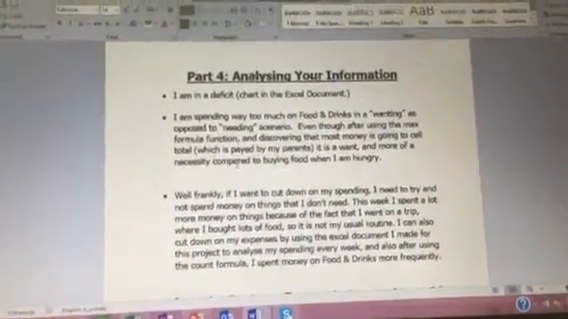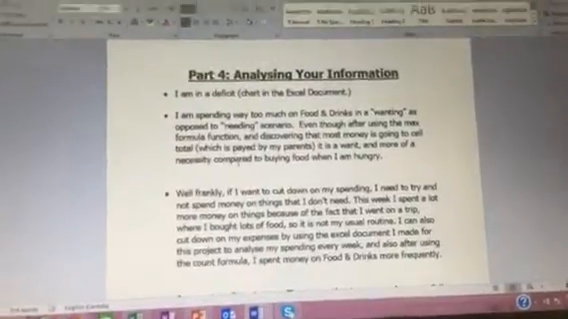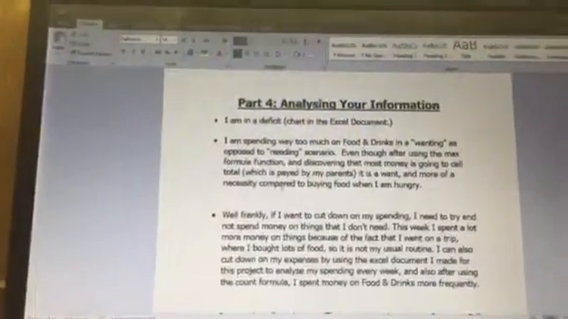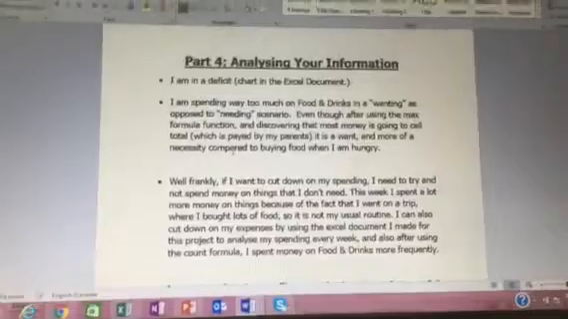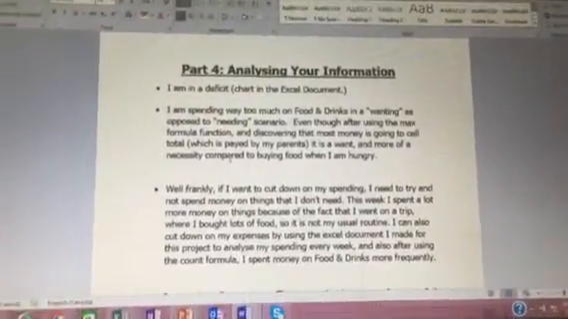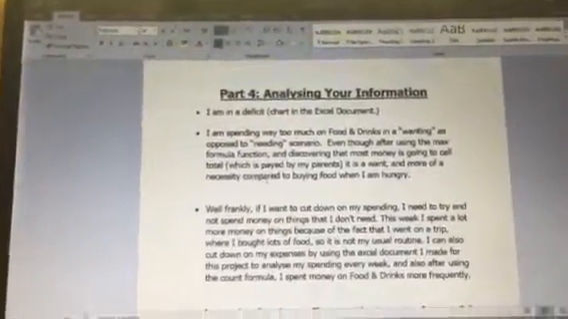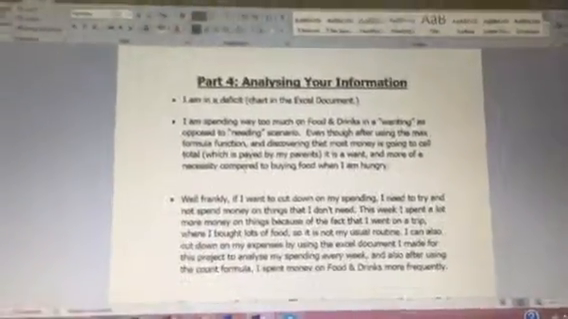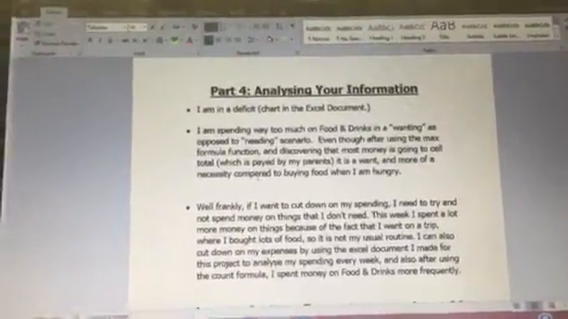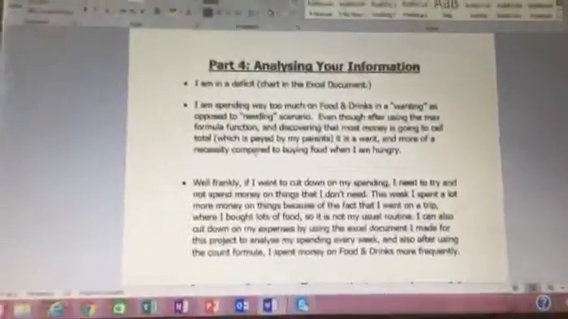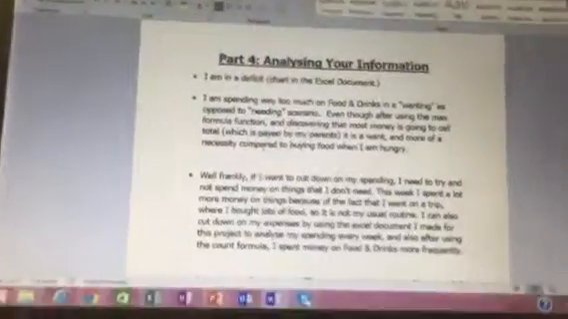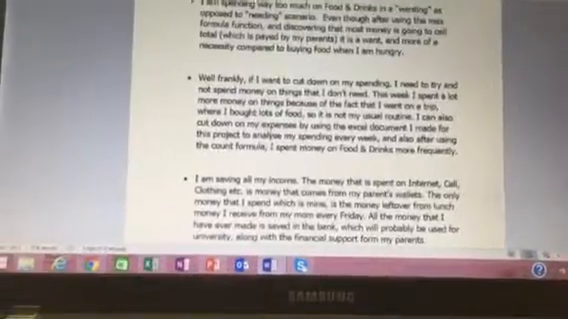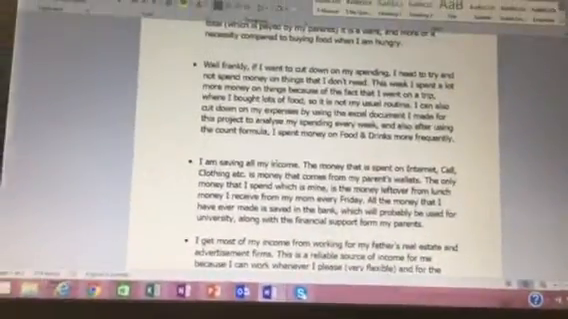Can I cut down on my spending? How can I cut down? I can cut down by, frankly, not spending money on things that I don't need. For example, food, like some food when I'm hungry, just going out to McDonald's or whatnot. I can also use the graph I just made to help me budget what I'm spending.